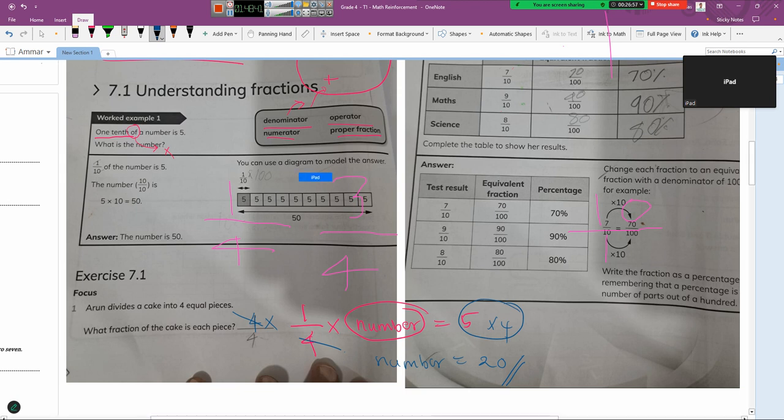I'm sorry. This is 1/10, right? So I explained this one. If 1/4 of the number is 5, then the number would be 20. But I just wanted to explain this question. Anyways, this is also okay. Now look at this worked example. 1/10 of a number is 5. Can you try to do this question? What is the number? Can you find that?